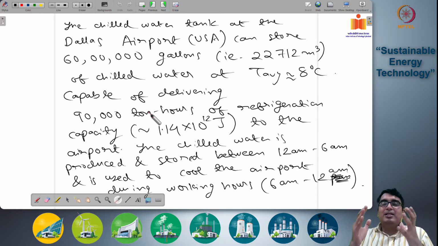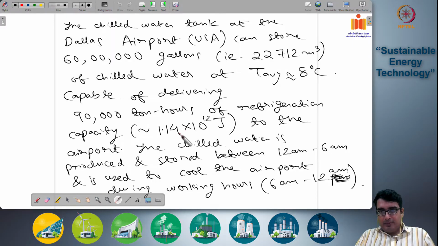So this chilled water of 6 million gallons is capable of delivering 90,000 ton-hours of refrigeration capacity. That is, 90,000 1-ton refrigerators working for 1 hour. That is the amount of refrigeration capacity this chilled water can give to the Dallas airport, and this is equivalent to the ability to extract around 1.14 × 10^12 joules of heat from the airport system.